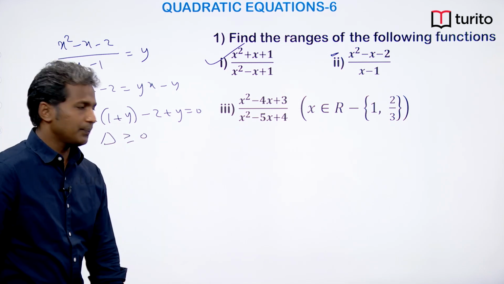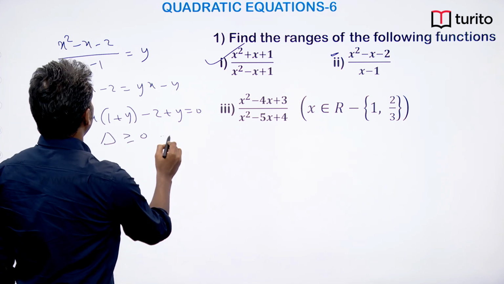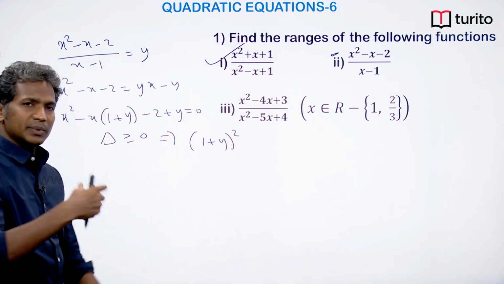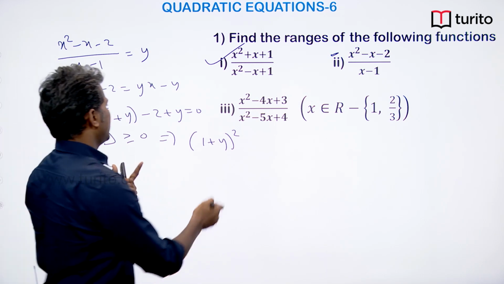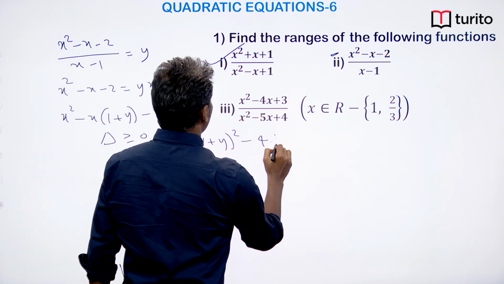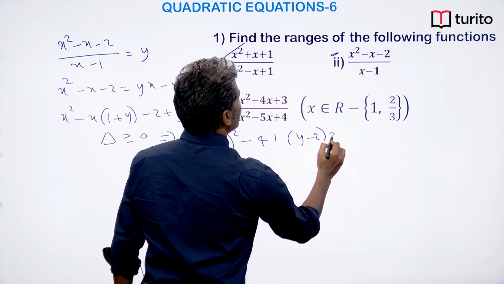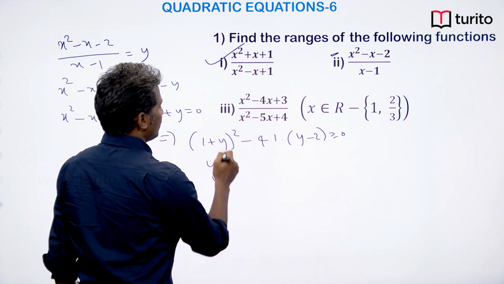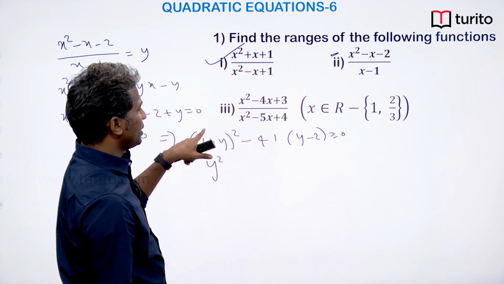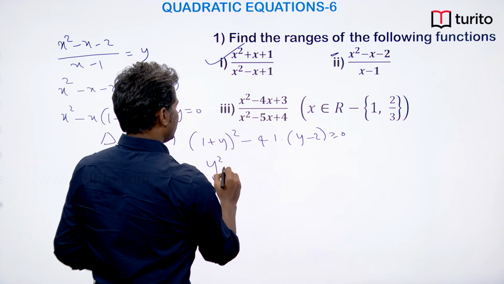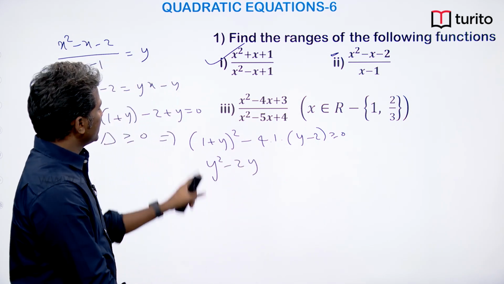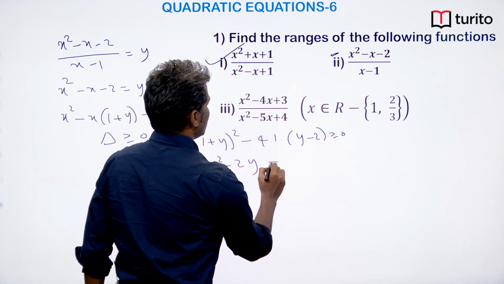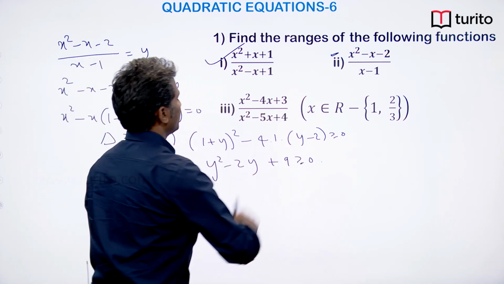and our discriminant must be greater than or equal to 0, which will give us one condition: minus 1 plus y whole square, it is the same as 1 plus y whole square, minus 4 into 1 into y minus 2, must be greater than or equal to 0. Now when I simplify this, what do we get? I get 1 y square from here, and there is one 2y from here, there is one minus 4y from here, so minus 2y, and there is constant 1 here, there is constant plus 8 here, so I will get plus 9 greater than or equal to 0.